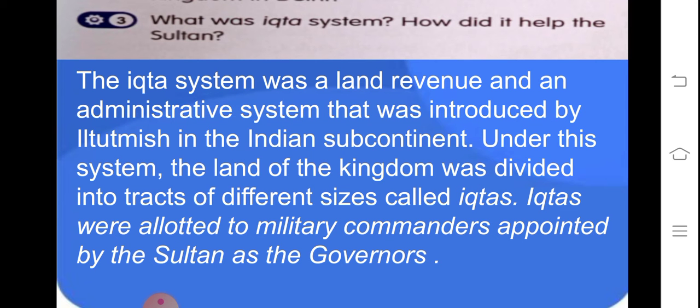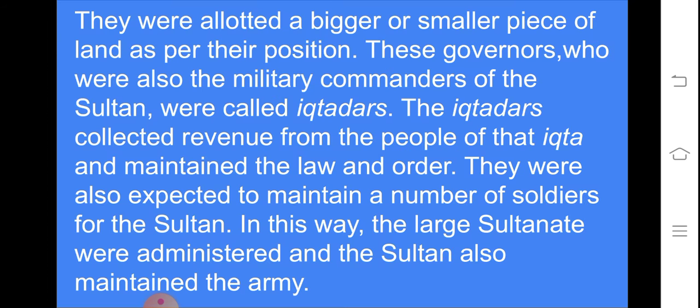The third question is, what was the Iqta system and how did it help the Sultan? The Iqta system was a land revenue and an administrative system that was introduced by Iltutmish in the Indian subcontinent. Under this system, the land of the kingdom was divided into tracts of different sizes called Iqtas. Iqtas were allotted to military commanders appointed by the Sultan as governors. They were allotted a bigger or smaller piece of land as per their position.